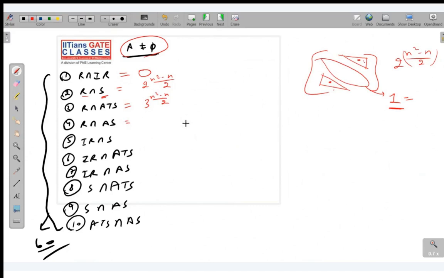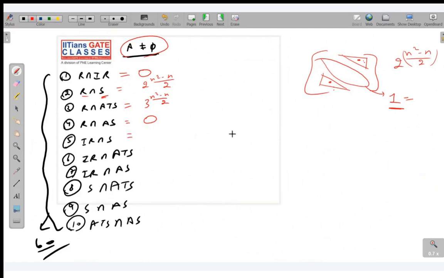Any doubt? Reflexive intersection asymmetric. Asymmetric is saying irreflexive should be there, so obviously it will be 0. Because asymmetric is saying only one possibility for the diagonal, all should be absent. Reflexive is saying all should be present. So it is contradictory, and no relation will satisfy this.